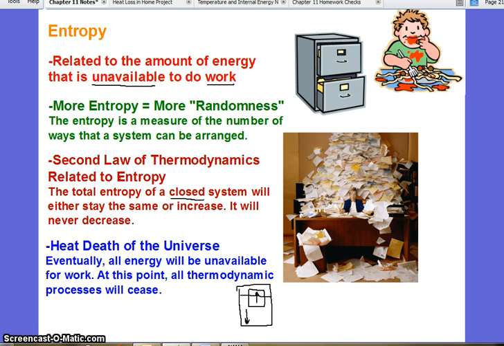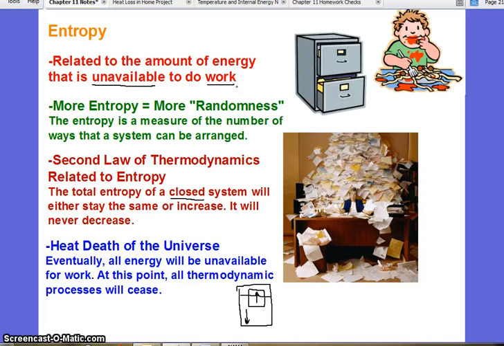Now, applying this second law of thermodynamics back to our idea that entropy is related to the amount of energy unavailable for work, we get that eventually we'll come to something called the heat death of the universe. Eventually, all energy that's available for work will become unavailable for work. As the entropy continues to increase, more and more energy becomes unavailable for work, and eventually no work can be done. At this point, all thermodynamic processes stop, and everything reaches thermal equilibrium. So all the particles are moving at the same speed. And therefore, there are no machines that can exist that work off of a single temperature.